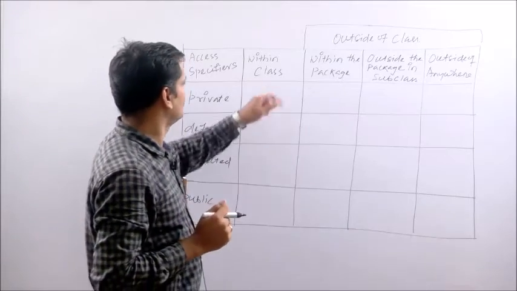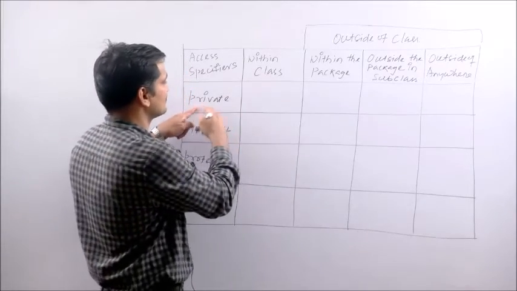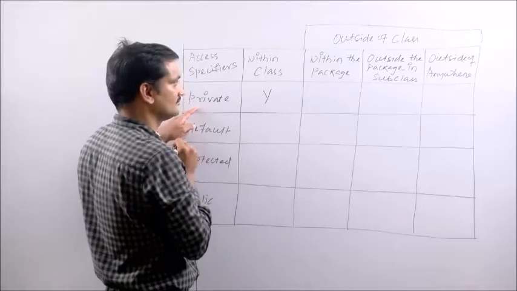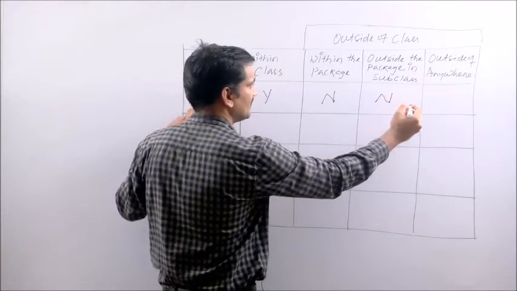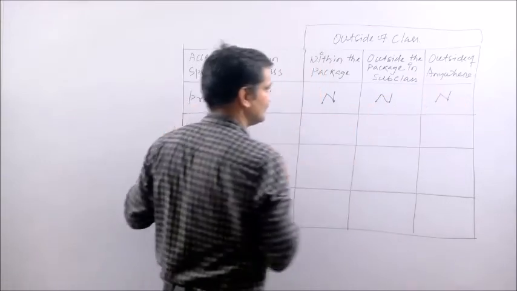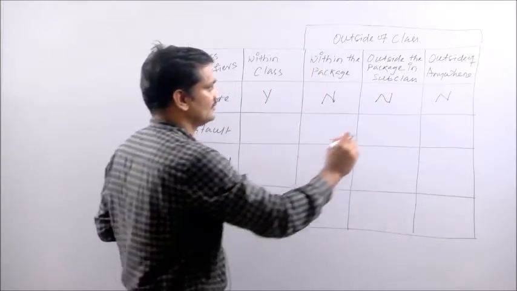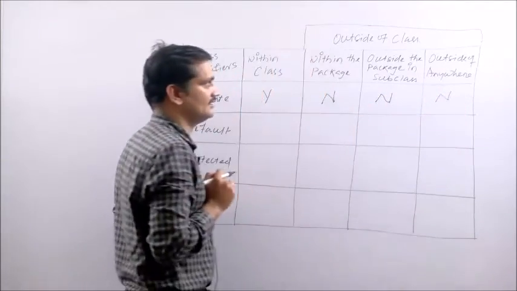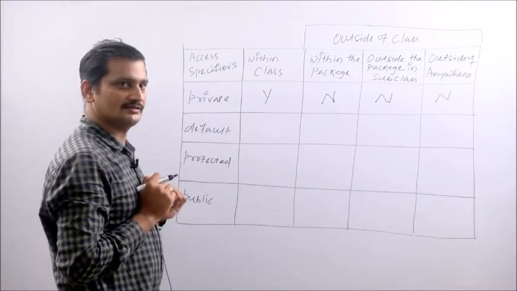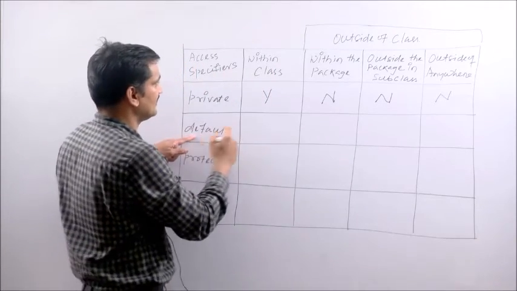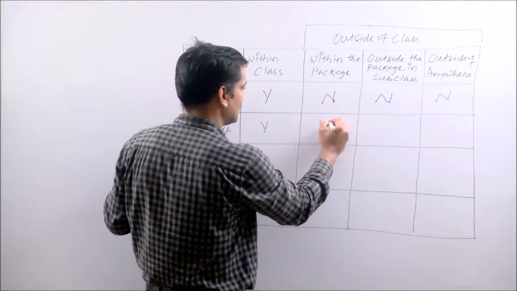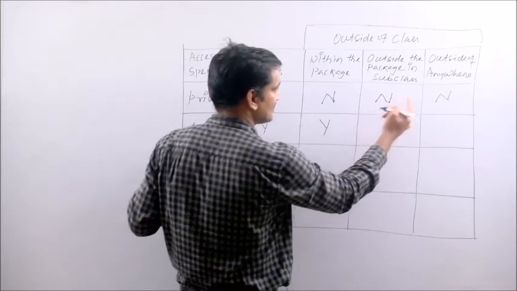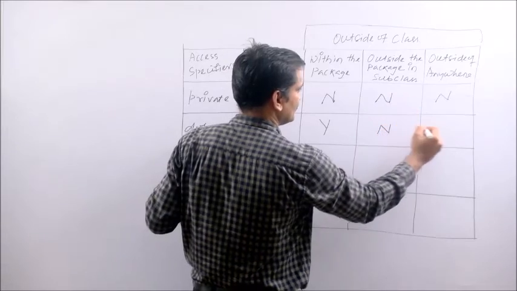Private members can be accessed within the class, but they cannot be accessed within the package, or outside the package, or anywhere else. Now default members can be accessed within the class and within the package, but they cannot be accessed outside of the package.